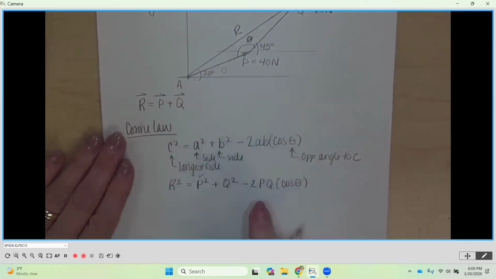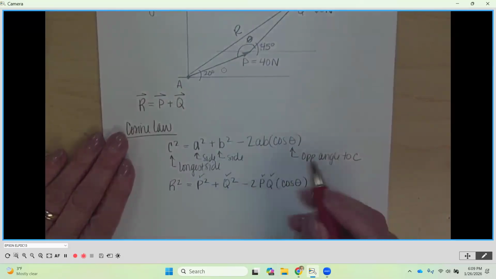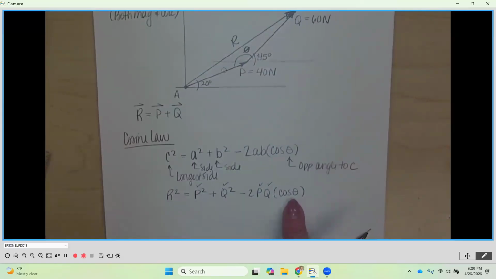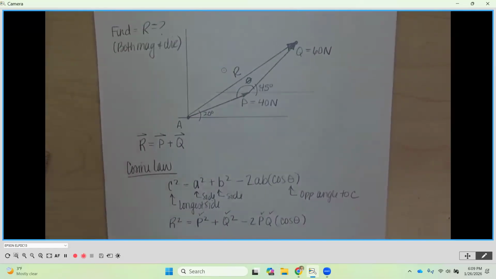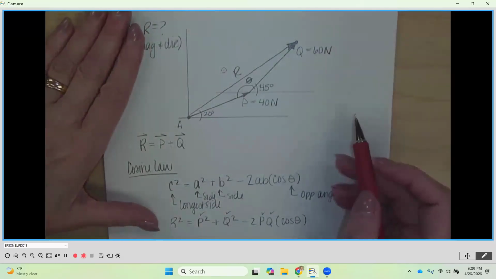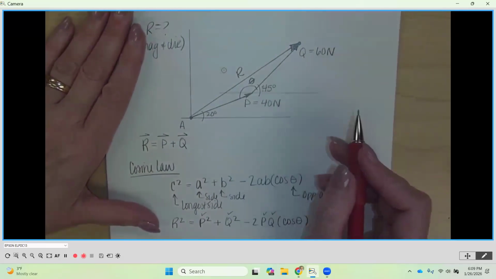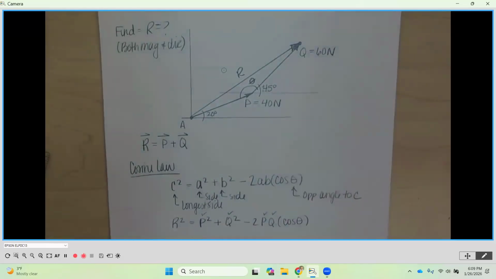We know the magnitude of P to be 40. We know the magnitude of Q to be 60. So we know this one and this one. But we don't know the magnitude of theta. So we would have two unknowns here, right? But can we find theta based on the information we have? Yeah. Okay. So as we look here, we can calculate based on the angles that we already have what theta would be. Go ahead and see if you can figure out what theta would be.